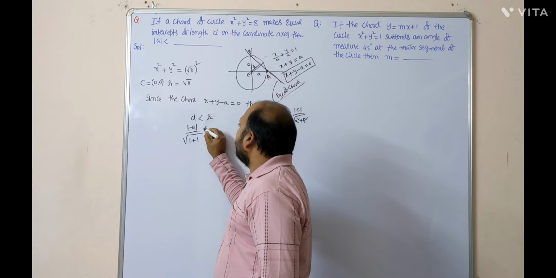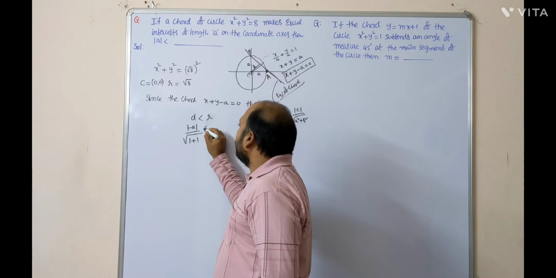So mod minus A is A only, is less than root 8 into root 2. That is equal to mod A. Sir, why is there minus A here? Here you wrote plus A. Length is always considered. Mod means it will become positive. So mod A is less than root 8 into root 2, which is root 16.